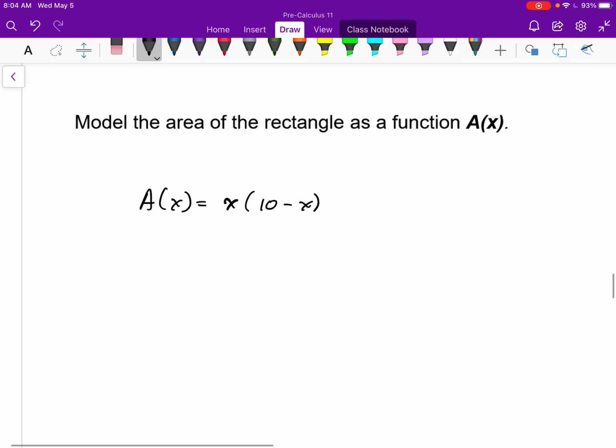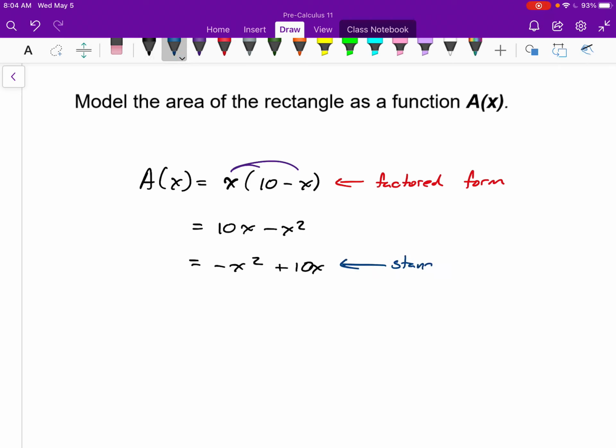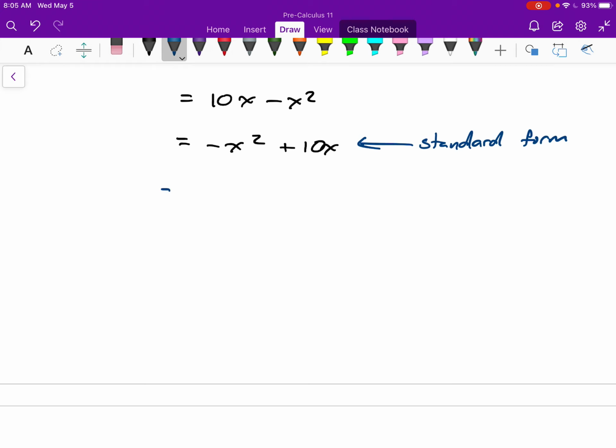And so, right now, this is in factored form, which in the last question was really useful for finding the x-intercepts. If I distribute the x, I get 10x minus x squared. If I write this in this order, negative x squared plus 10x, now it's in standard form. Notice in standard form, there is no constant term because it's a 0. And if I complete the square, I can put it into vertex form. And if I complete the square, the first thing I do is factor out the negative.